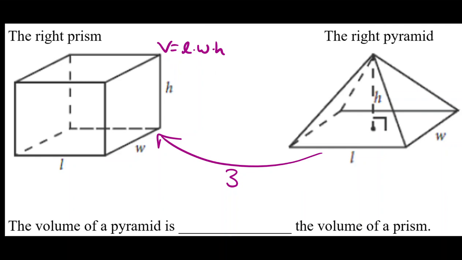So the volume of a pyramid is length times width times height divided by 3. Now this is going to come in really handy a little bit later on.